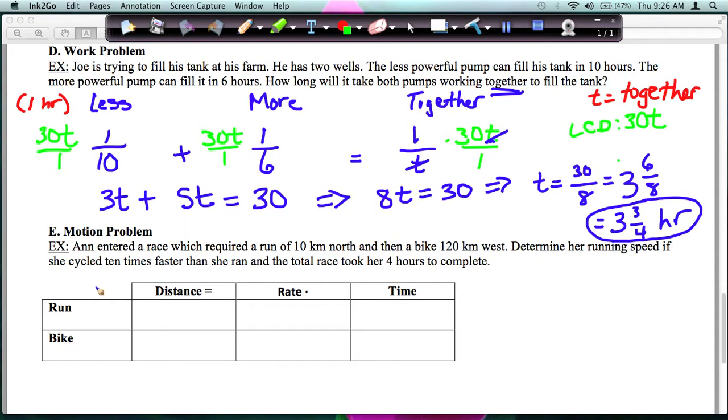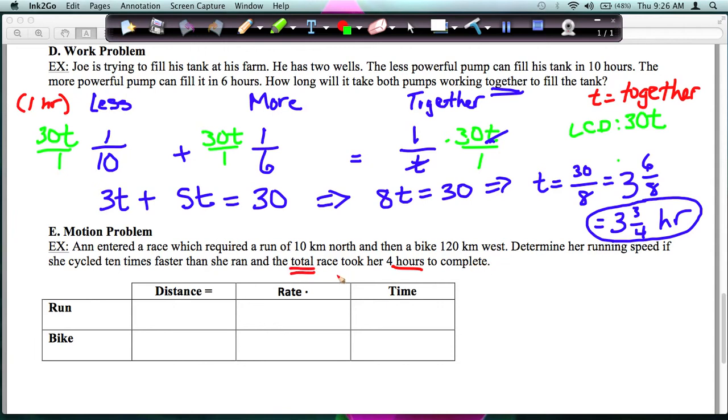Okay, let's set up this motion problem. This is the distance, rate, time, and I have a table already here. So we're going to fill it in. So Anne entered a race which required a run of 10 kilometers north and then a bike 120 kilometers west. Determine her running speed if she cycled 10 times faster than she ran, and the total race took 4 hours to complete. Okay, so this is going to come back in a little bit.